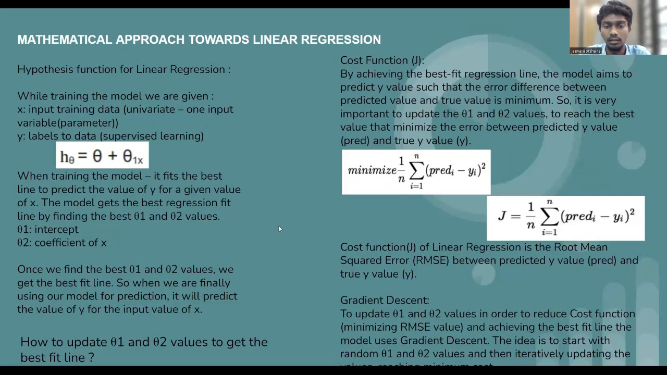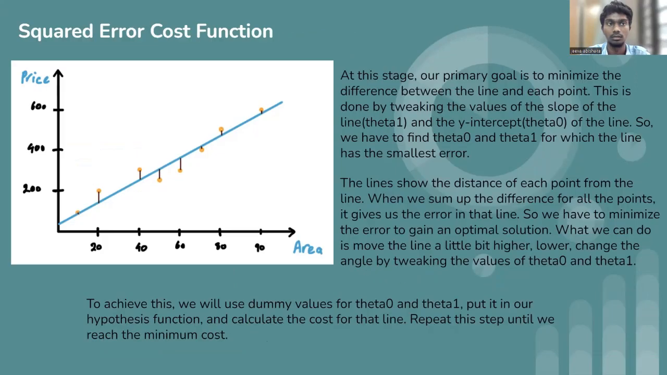Cost function. Here's gradient descent. To update theta 1 and theta 2 values in order to reduce the cost function and achieve the best fit line, the model uses gradient descent. The idea is to start with random theta 1 and theta 2 values and then iteratively update them.